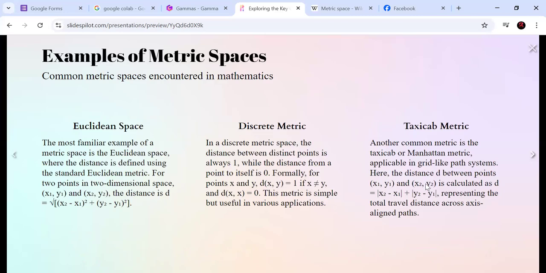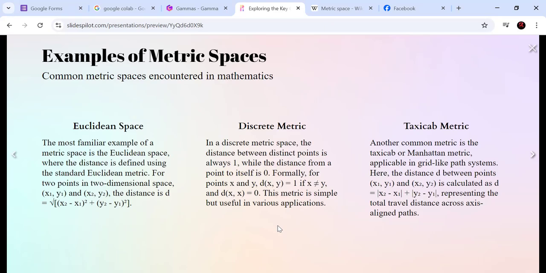Like हमारे पास 2 points हैं x1, x2, y1, y2. The distance is defined as under root of (x2 minus x1) का whole square plus (y2 minus y1) का whole square. So this is the distance function of Euclidean space. Second is the discrete metric.